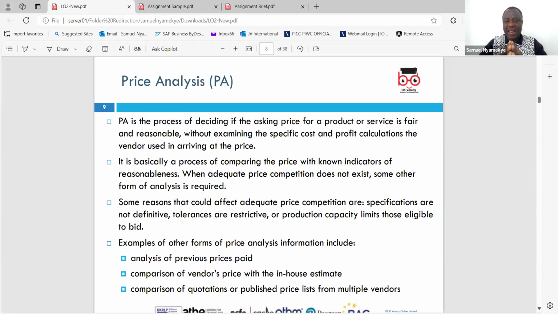When we look at price analysis on itself, we are saying that it's the process of deciding if the asking price of a product or service is fair and reasonable without examining the specific cost and profit calculations the vendor used in arriving at it. Okay, it's a good price. How do you know it's a good price? You bought it last year. Last year I bought it for £4, so with the inflation and all that is going on, £5 this year, I don't think it's a bad price. That is what you think.